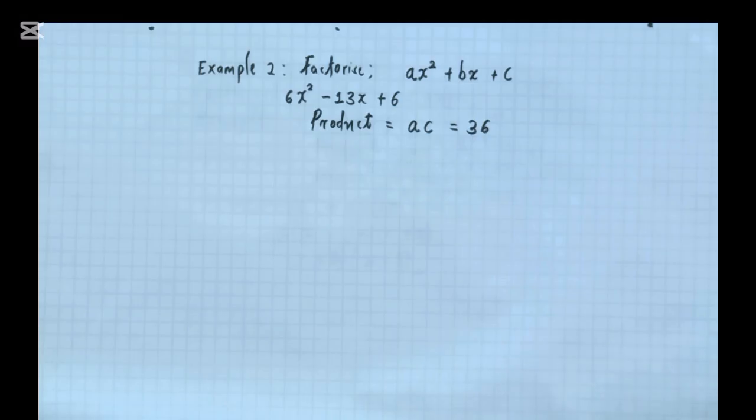Awesome. Now, that is the first term that you're always supposed to keep in mind when you are factorizing.